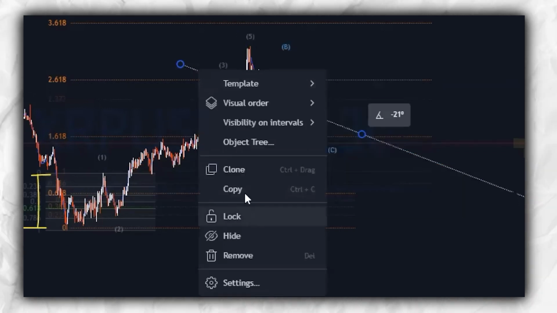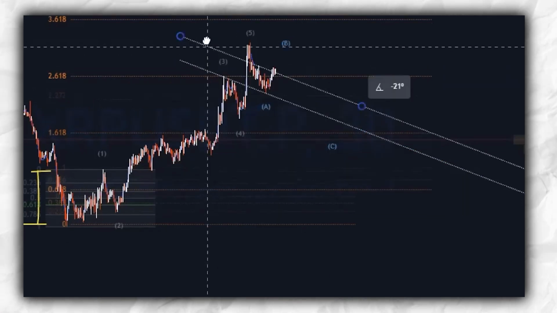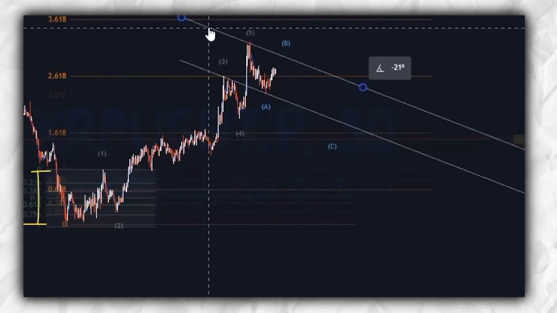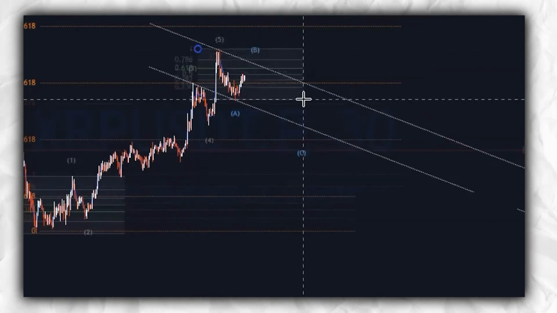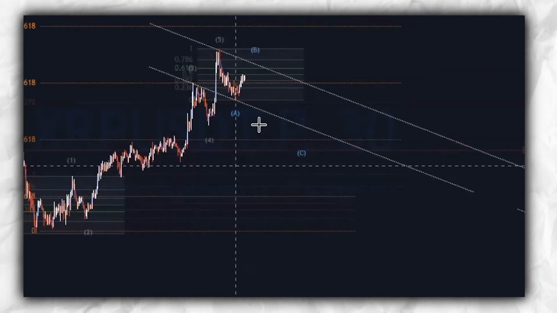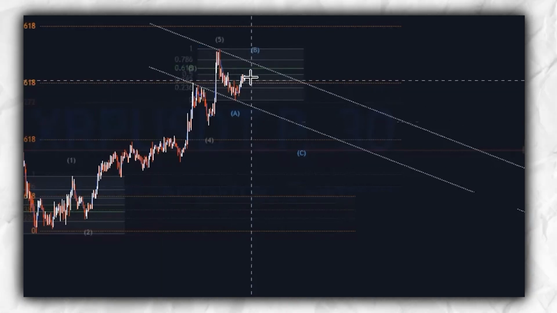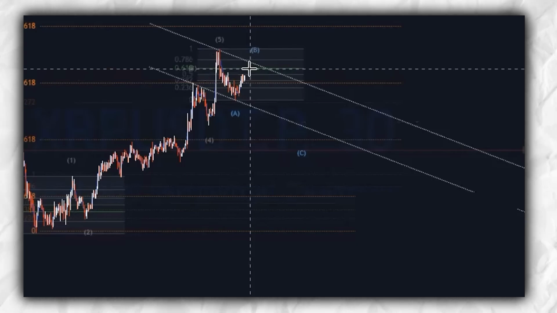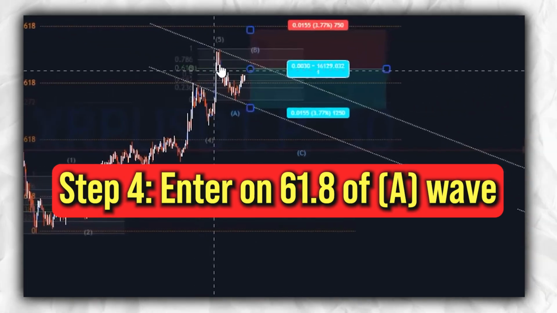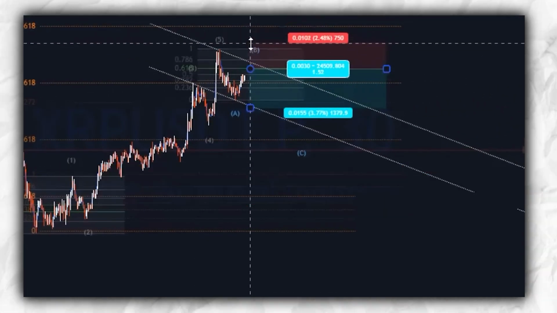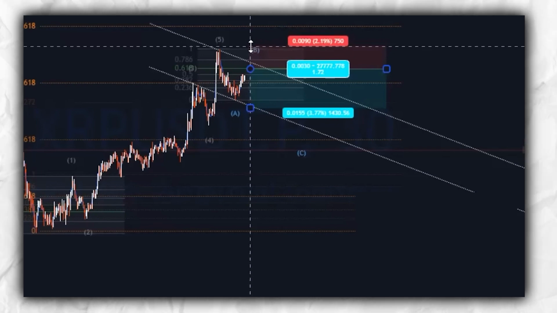Then, I clone this up by right-clicking on it and put this at the high of 5. Next, I set my entry to get short, which means I want the price to go down, allowing me to make money. I place my stop loss just over my 5, and my profit target is to be determined. If the price hits the 61.8 level, I get short and set my stop loss to get out of the position just over my 5.